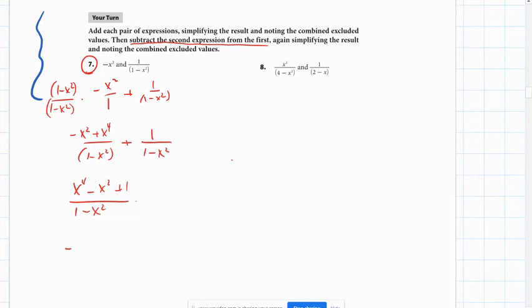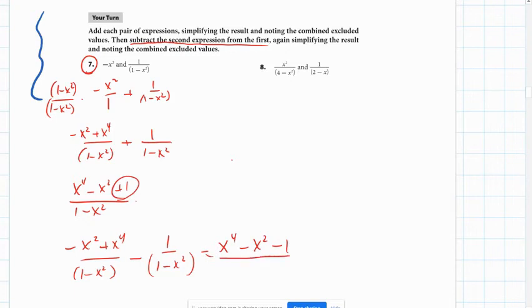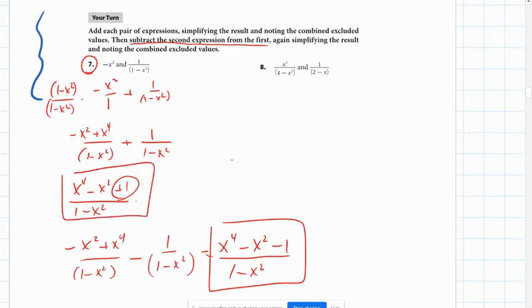So if we subtract this time instead of add, we have negative x squared plus x to the 4th over 1 minus x squared minus 1 over 1 minus x squared. So the denominators are still the same. We're just going to end up now with x to the 4th minus x squared minus 1 this time, where it was plus 1 before, over 1 minus x squared. So this is the addition, and this is what we get when we do the subtraction.